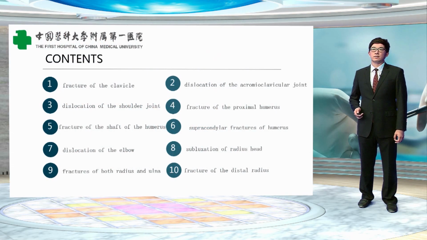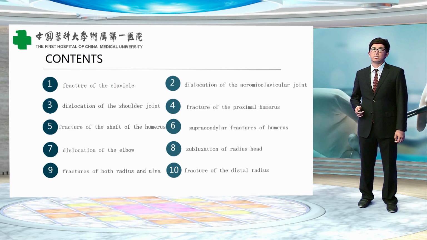In this chapter, we have 10 sections. Section 1 is the fracture of clavicle. Section 2 is the dislocation of acromioclavicular joint. The third section is dislocation of the shoulder joint. The fourth is fracture of the proximal humerus. The fifth is fracture of the shaft of the humerus. The sixth is the supracondylar fracture of humerus.